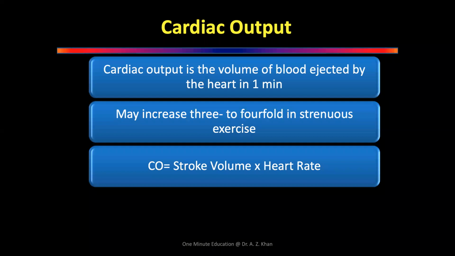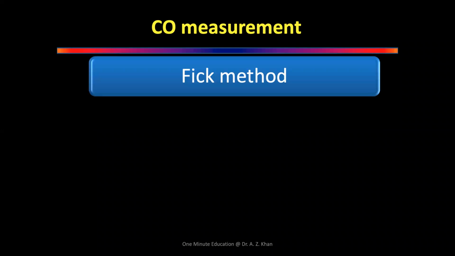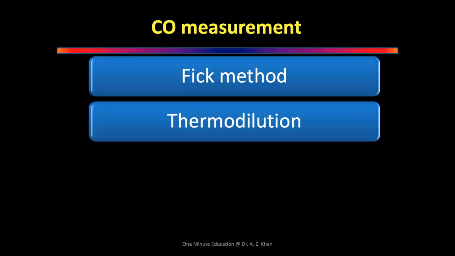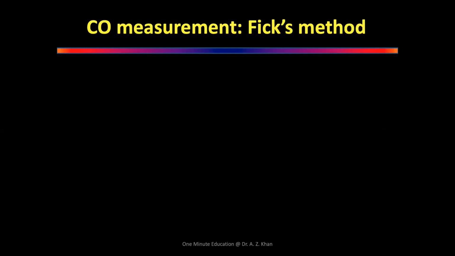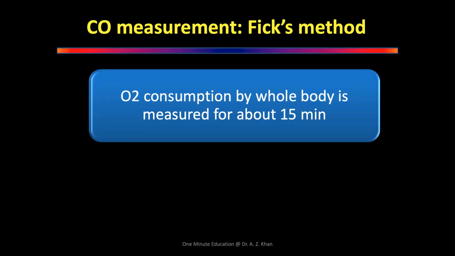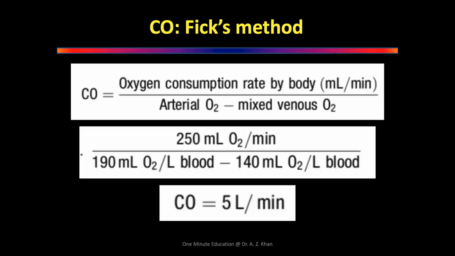I'll go through the cardiac output again for you, but really what I want you to understand is this, that cardiac output measurement is done by 4 methods: Fick method, thermodilution, dye dilution, and Doppler ultrasound. Okay. Now, how do you do that? What you do is oxygen consumption by the whole body is measured for about 15 minutes. During this phase, blood samples are taken from a systemic artery and pulmonary artery. So, you know, the Swan Ganz can allow you to get into the pulmonary artery and get a blood sample there.